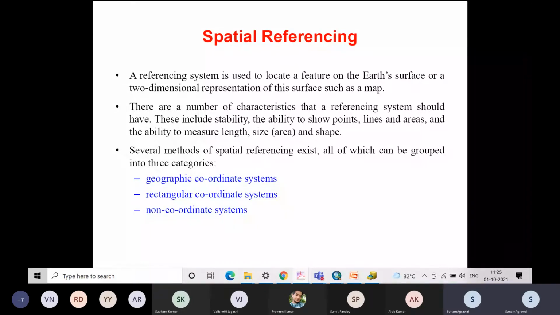Now, first thing first, what is spatial referencing? I'm just reading it out. A referencing system is used to locate a feature on the earth or a two-dimensional representation of the surface, such as a map. There are a number of characteristics that a referencing system should have. These include stability, the ability to show points, lines, and areas, and the ability to measure length, size, and shape.